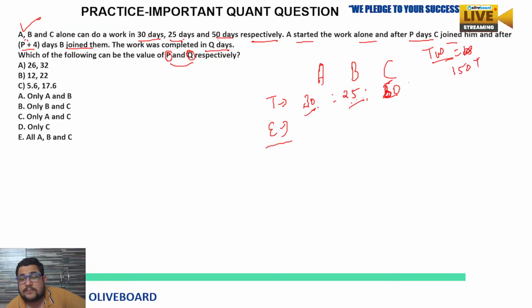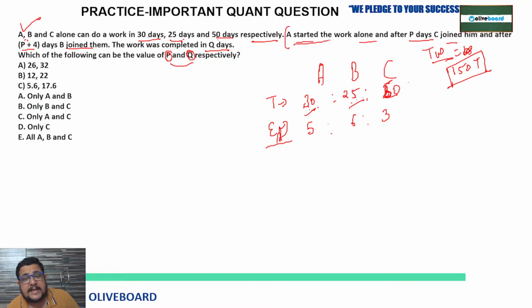Now 150 what? 150 cups of tea. The question is very interesting. Here you have to finish 150 cups of tea. It is not given in the question, but every time in a time and work question, when you see these kinds of conditions, you have to imagine that your total work is to finish a number of cups of tea. In 30 days 150 cups of tea, so per day 5 cups of tea. In 25 days 150 cups, so per day 6 cups. In 50 days 150 cups, so per day 3 cups. Clear? This is what we have calculated, the per day work. Efficiency is per day work.